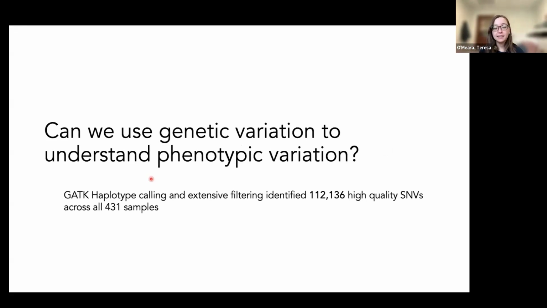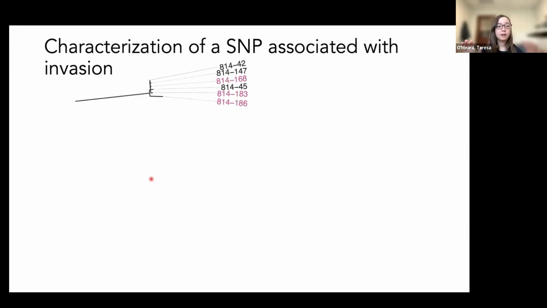After we did extensive filtering, we still identified 100,000 high-quality variants across all 400 samples. 100,000 variants is too many to investigate. Is there a way that we can prioritize some variants that are likely to be interesting and give us sort of tractable phenotypes to track down? So here we took advantage of the fact that we had collected multiple isolates from the same individual.